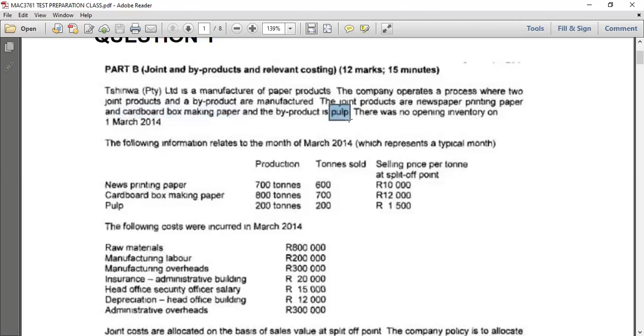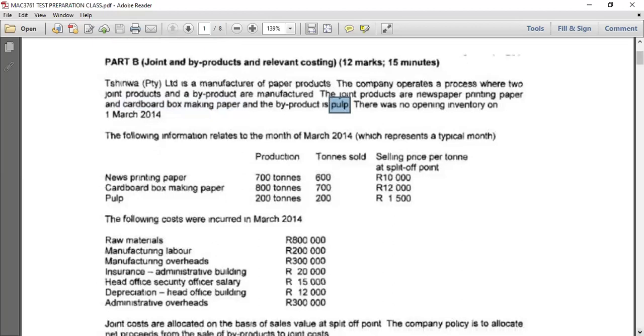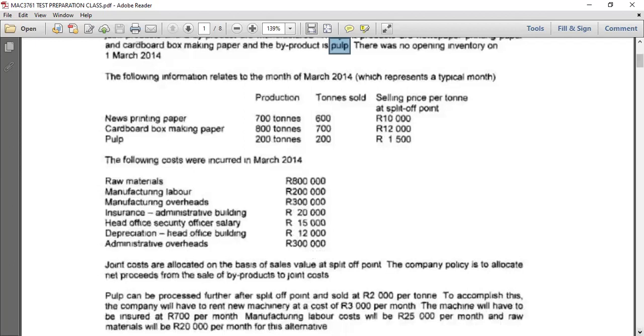There was no opening inventory on 1 March 2014. The following information relates to the month of March 2014, which represents a typical month. These are the processes here. We have the production and the tons sold and the selling price per ton. Then the following costs were incurred in March 2014. We have a list of the costs.